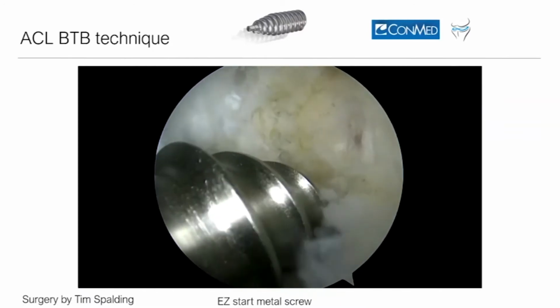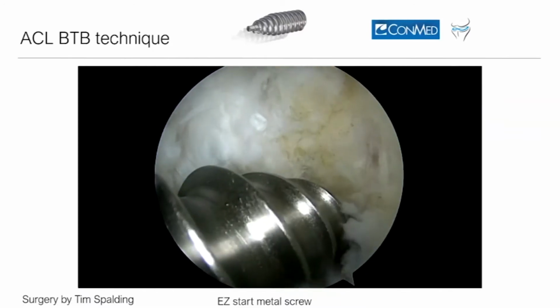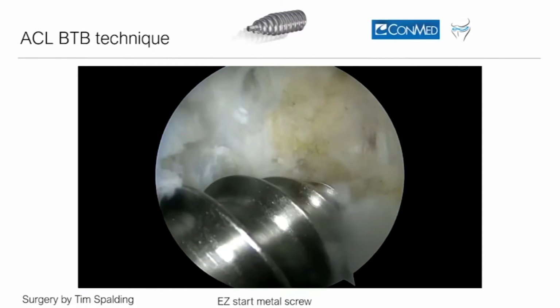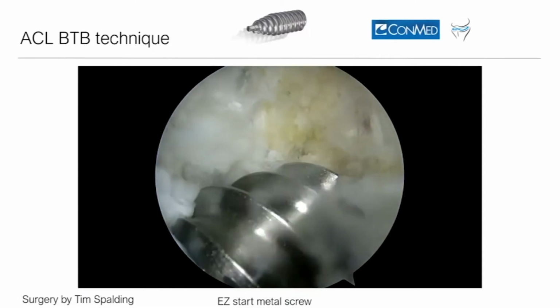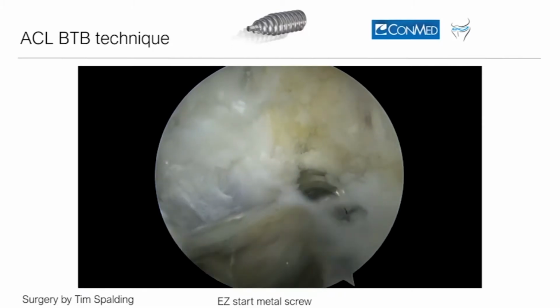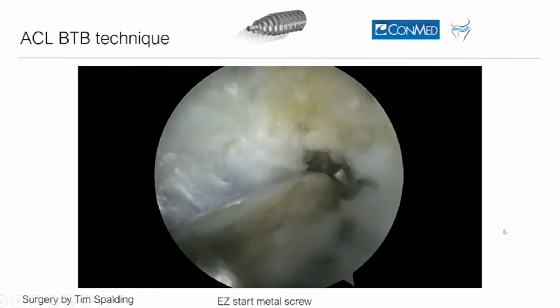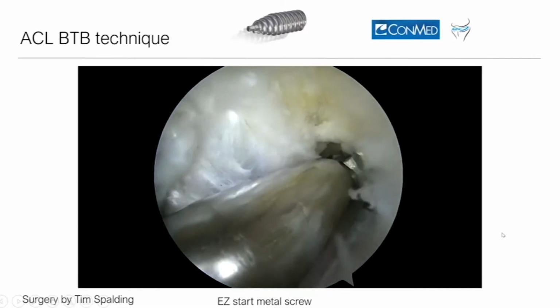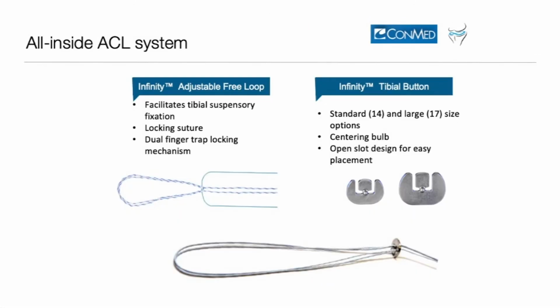Obviously, I can't demonstrate how easy it is to go in because it just starts there, but then it's none of that hammering to get the screw to start or tapping that area. So these I really like. These are a big improvement on fixation of the bone plugs. Right, last bit, we'll move on to the all-inside ACL system.